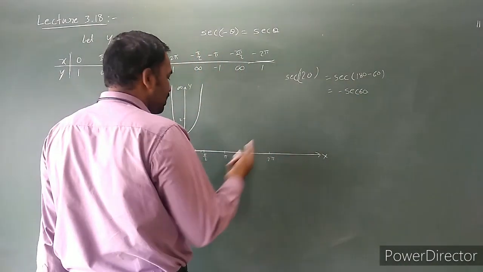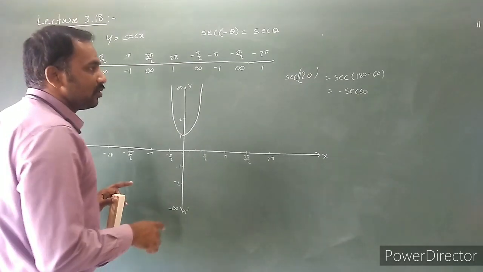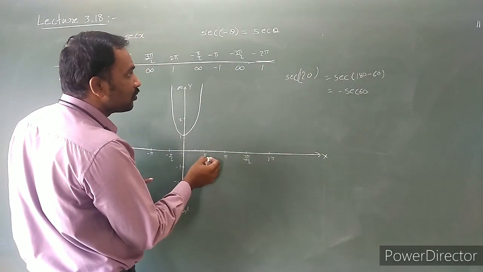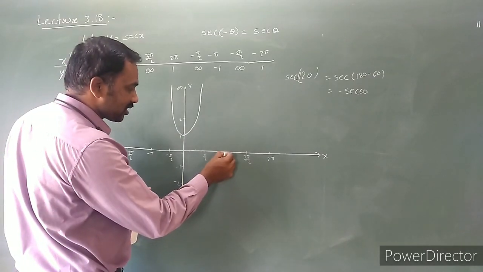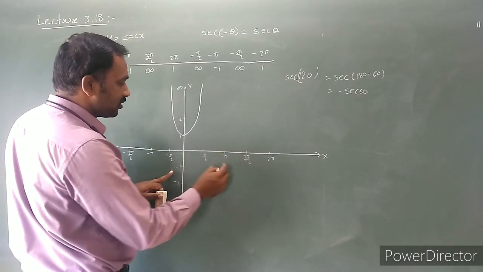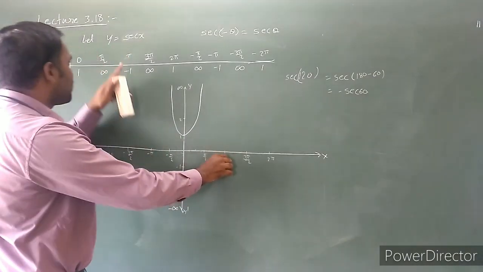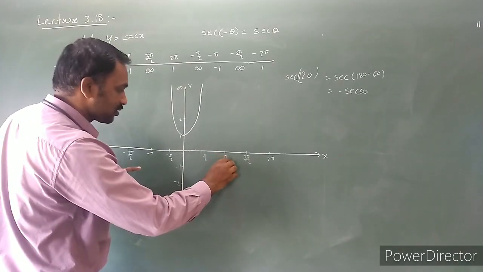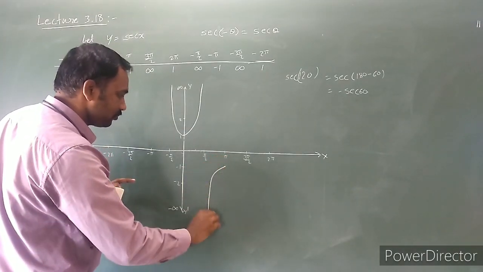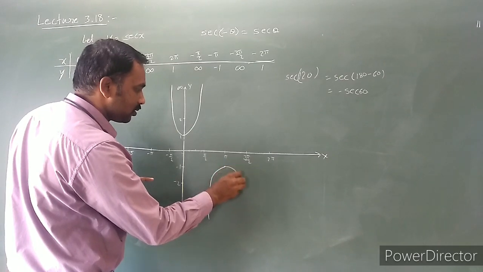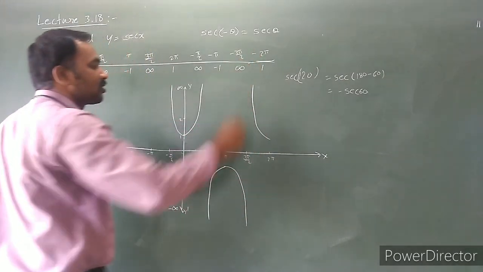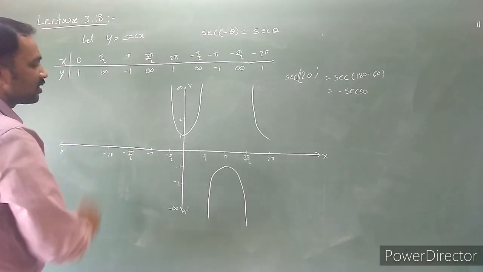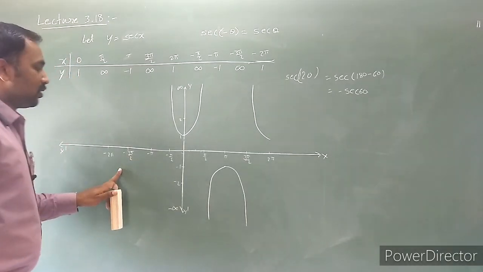So sec of 60 is 2, so it is minus. So for 120, it is minus 2. Like that. Here all values come negative, and here sec of 180 is minus 1. Minus 1 is here. This is how the graph will come. You can cross verify, and here it comes from the negative side.